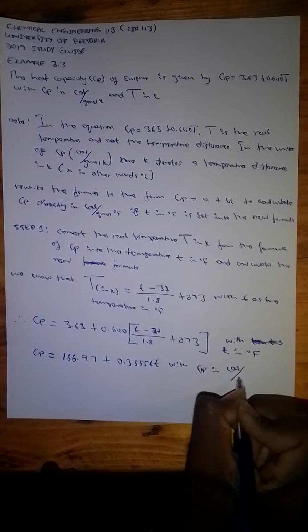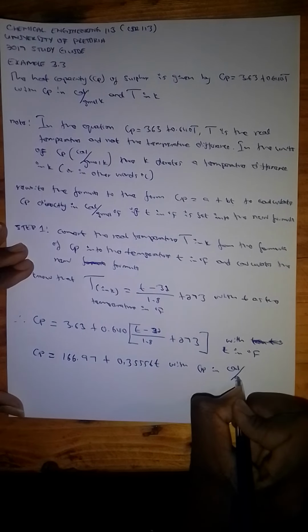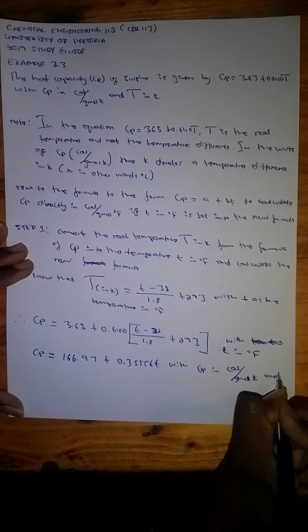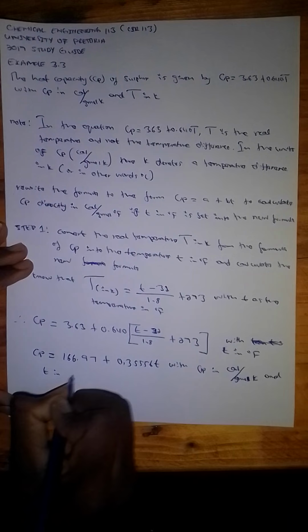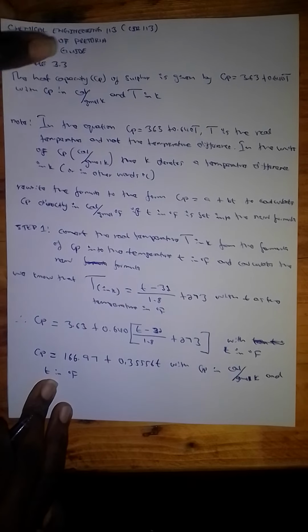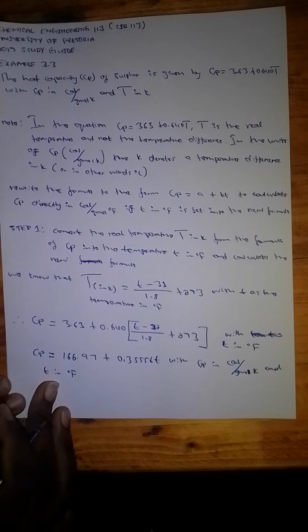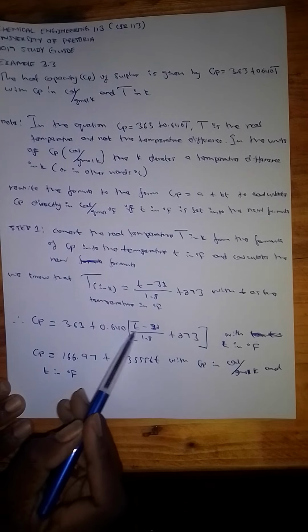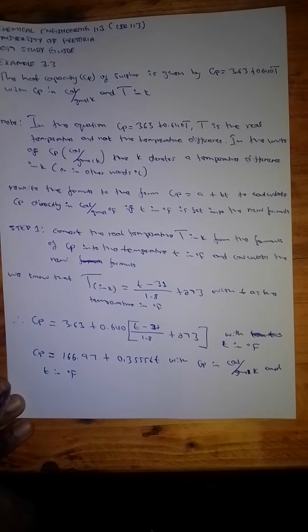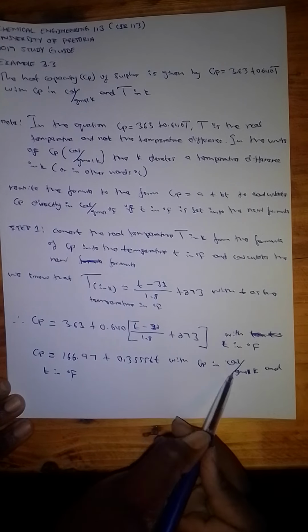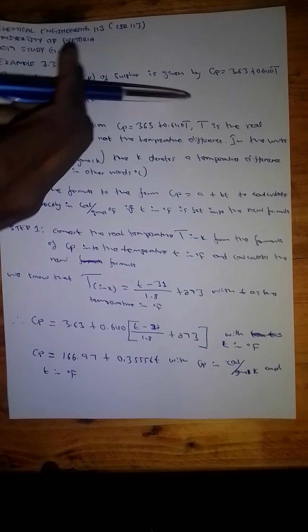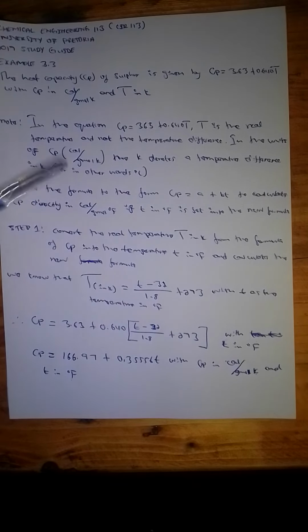Now, I need to highlight here, with Cp in calorie per gram mole Kelvin and t in degrees Fahrenheit, there's a very important principle. Check here, we have replaced the temperature, which is in Kelvin, with a temperature which is in degrees Fahrenheit. But the units of Cp are actually still calorie per gram mole Kelvin. Why? This is because we only converted the real temperature, but we didn't convert the units, which is the differential temperature.